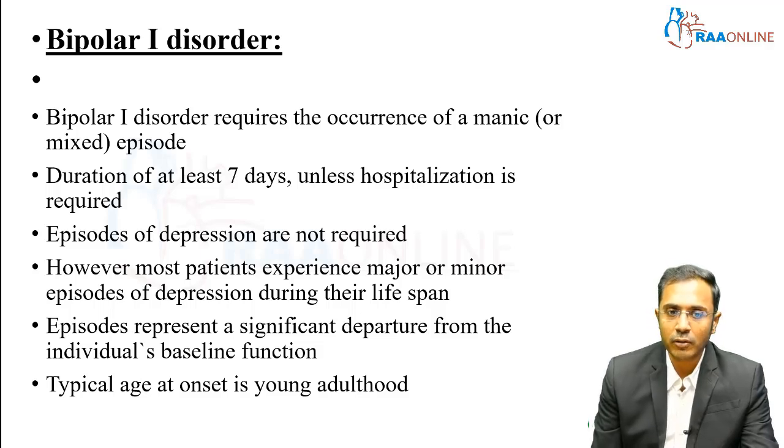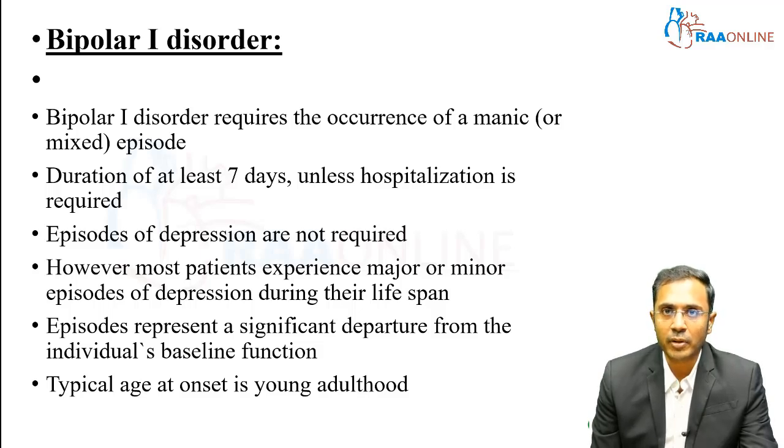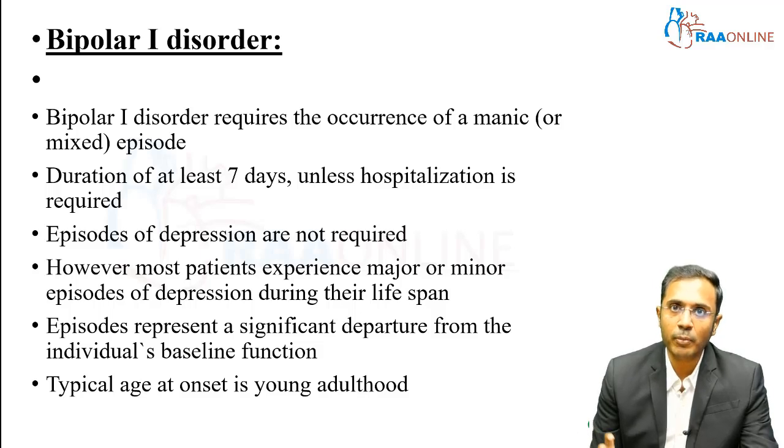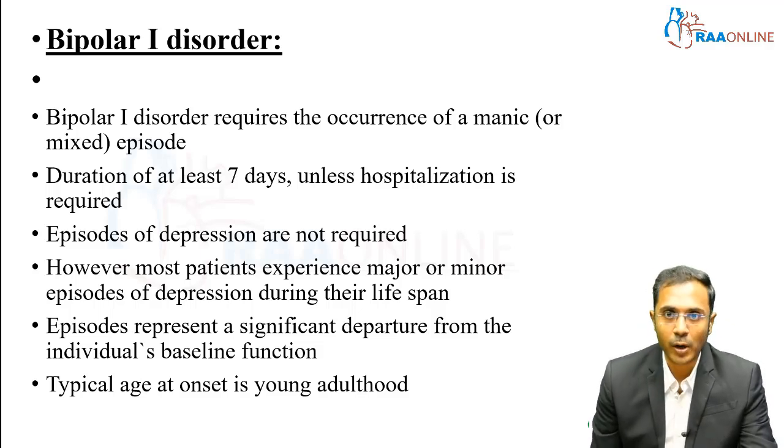In childhood there are lots of other developmental disorders like ADHD and disruptive disorders like conduct disorder and ODD that may present as behavior disorder, so the child will have chronic behavioral problems. To diagnose bipolar 1 disorder, the episode requires a significant departure from the baseline functioning. If a child is already having behavioral problems, bipolar 1 disorder will be diagnosed only if the behavior is significantly higher than the baseline behavior. Typical onset is young adulthood or late adolescence, as I was describing before. This is about bipolar 1 disorder.